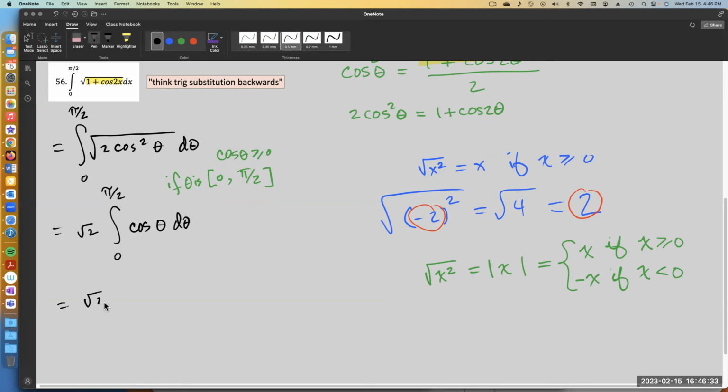So then this is square root of 2, integral of cosine is sine. We're going to go 0 to pi over 2. Sine of pi over 2 is 1. Sine of 0 is 0. Take the difference, and that's our answer.